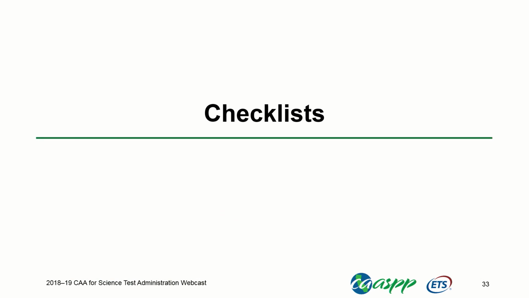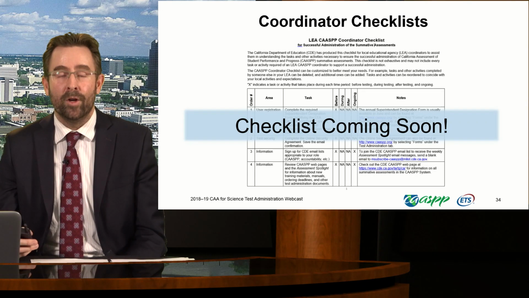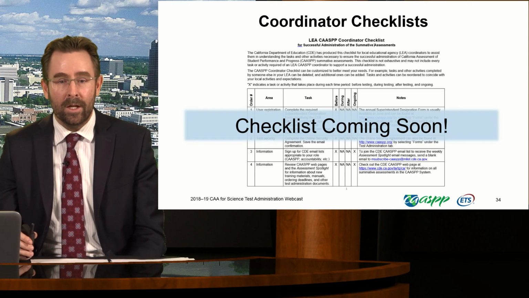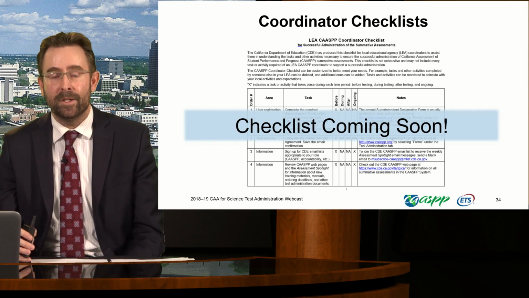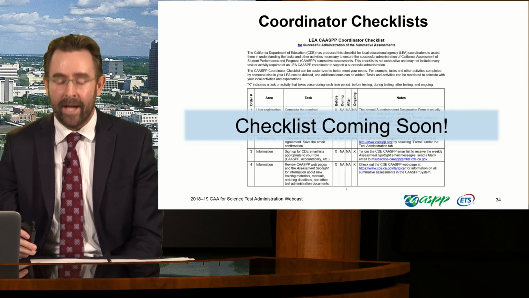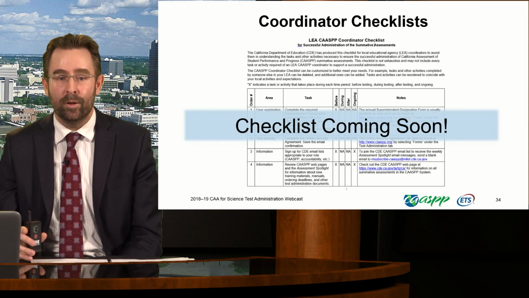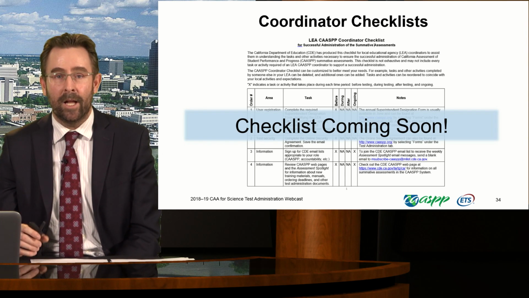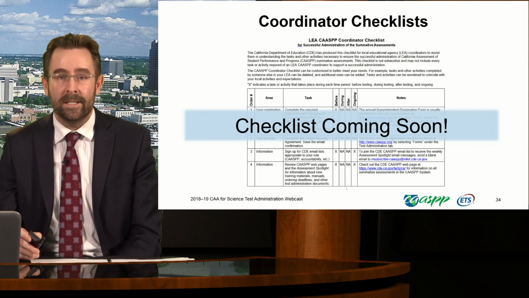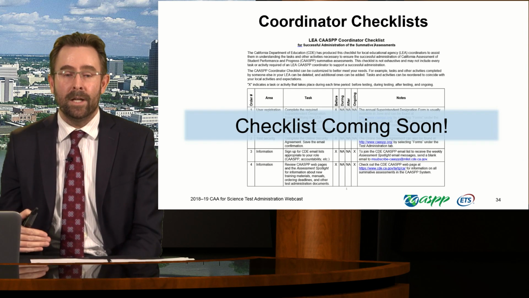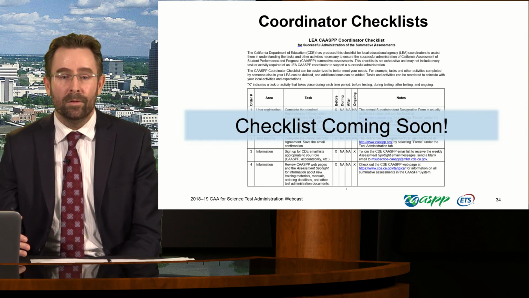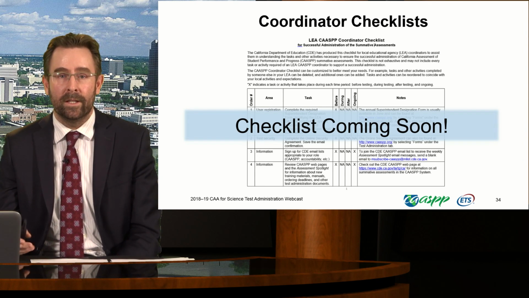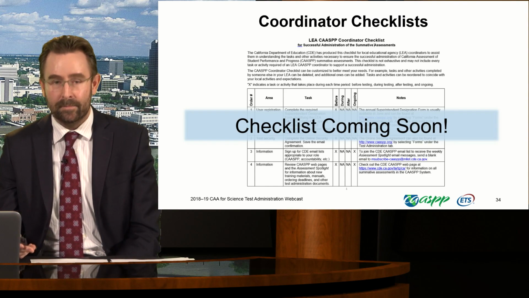Let's spend just a moment talking about checklists that are required for the CAA for Science. They're not yet launched, but they will be available soon. Be sure to check out the online test administration manual for CAASPP testing. That's where you'll find all the checklists. They are role specific. You'll find checklists that are specifically tailored for LEA CAASPP coordinators, for test site coordinators, and for test examiners. These checklists not only list the things that need to be done, but also give you the timeline for the timing of each of those activities for when they should be completed leading up to test day.